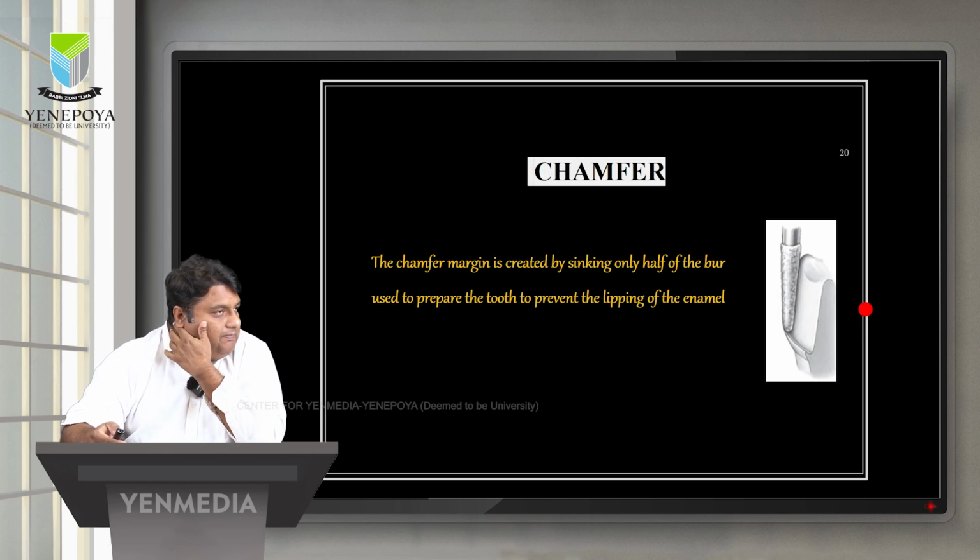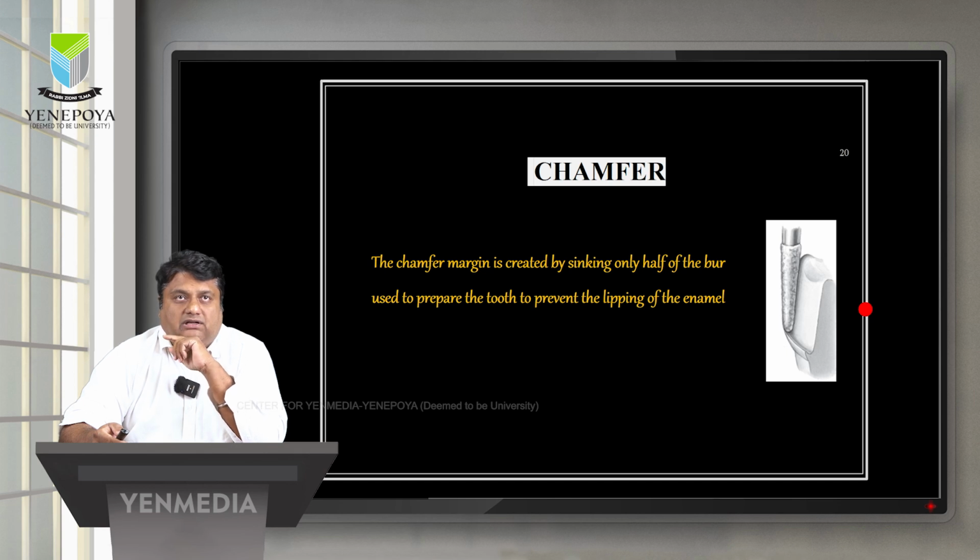So how do you prepare, or how do you go about getting this finish line? The chamfer margin is created by sinking only half of the burr used to prepare the tooth to prevent lipping of enamel. Now lipping of enamel is a general problem which occurs when you use a round and tapered burr, because since we use only half the end of the burr, you need to see that lipping of enamel doesn't occur. Why? In case lipping occurs, it tends to chip, and when it chips, there are chances in the long run of secondary caries happening on the tooth. So you need to see that lipping doesn't occur.